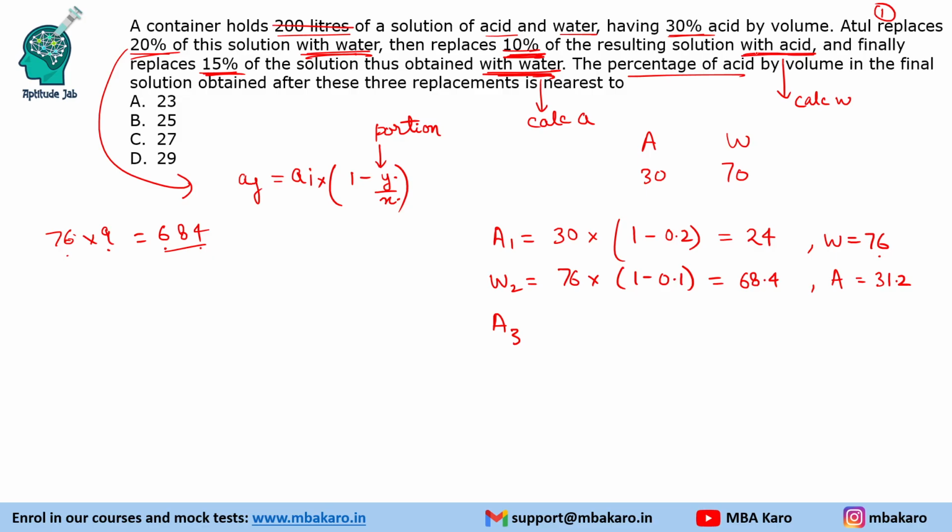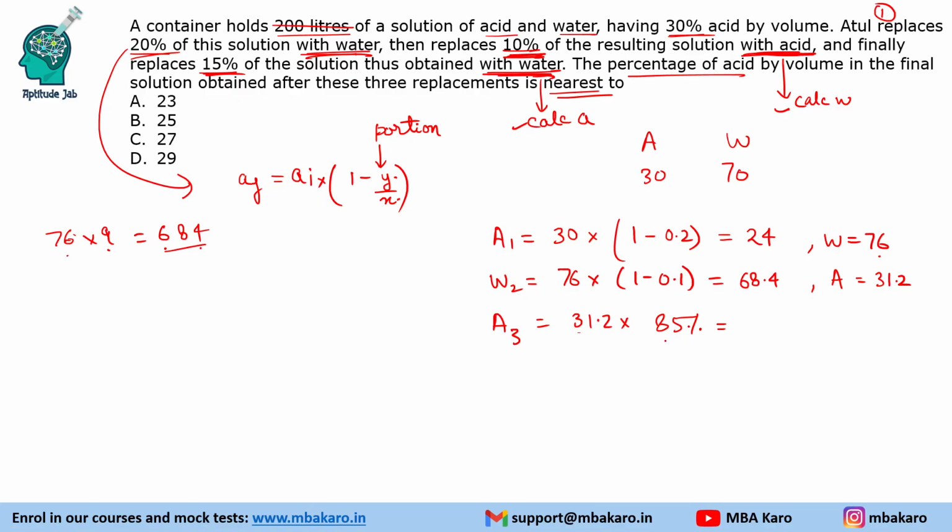In the second scenario, he is replacing with acid. So we calculated water. In the third scenario, we will again calculate acid. Acid is 31.2 and he is replacing 15%. So 1 minus 0.15, or you can say 85% of this. Right? This is 85%. Now we will just use approximation because he's saying that it is nearest to. So we are finding approximate.